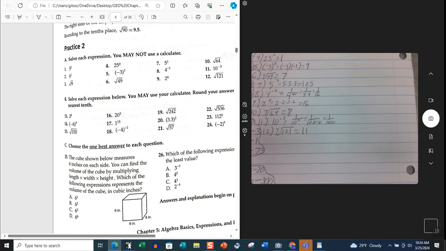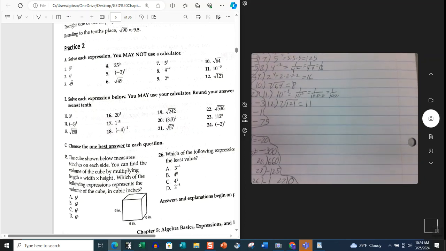Now, we go down here to B. It says solve each expression below. You may use your calculator. Round your answer to the nearest tenth. Okay, now, I think primarily they're going to want you to use your calculator, but let's just do these problems.